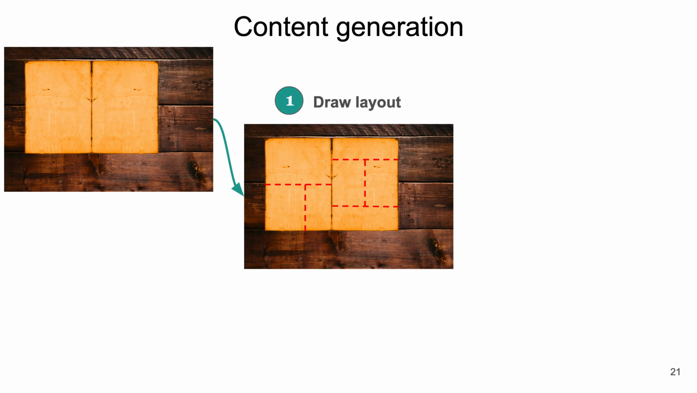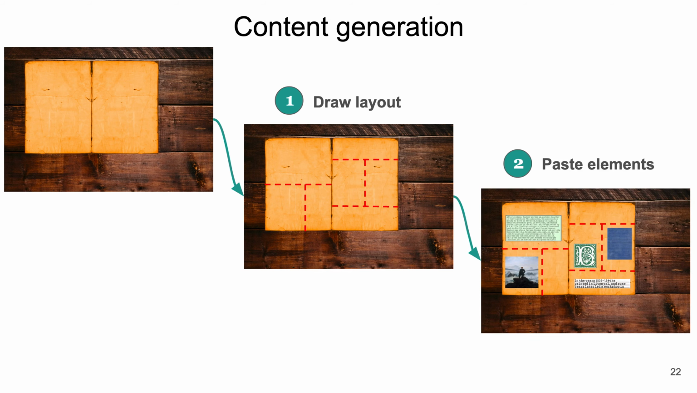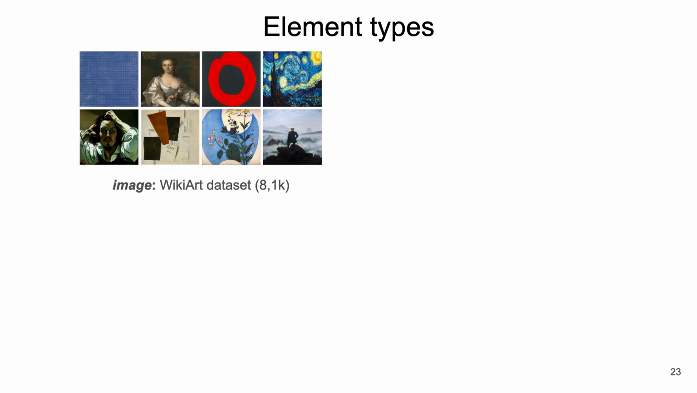Starting from a composed background image, we generate the document content in two steps. First, we draw a random layout in the empty page. Then we generate elements from a defined set of element types and paste them with random margins. We design four element types frequently observed in real datasets.